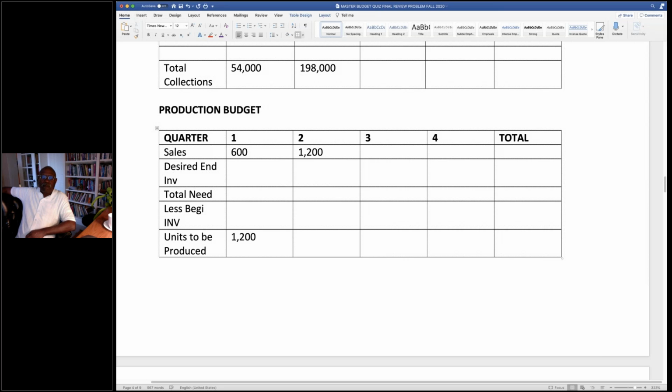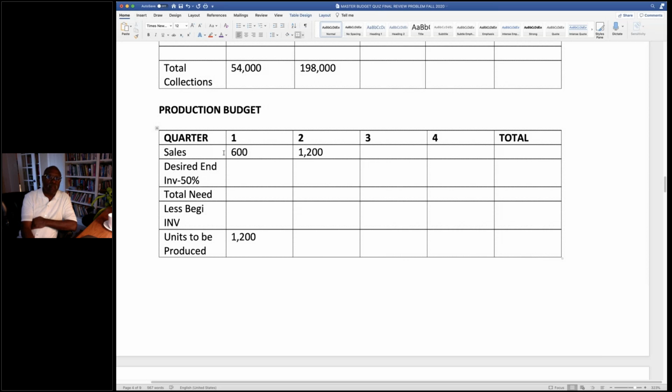That should be the same because we're trying to get the amount for the second quarter. So that's correct because we're trying to get the amount for going into the second quarter. I'm saying the units to be produced is the amount of units that we want going forward into the second quarter. Correct. So in order to get the desired ending, you multiply the sales for quarter 2 times 50%.